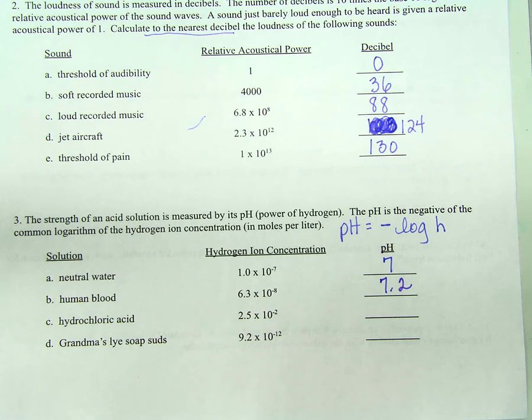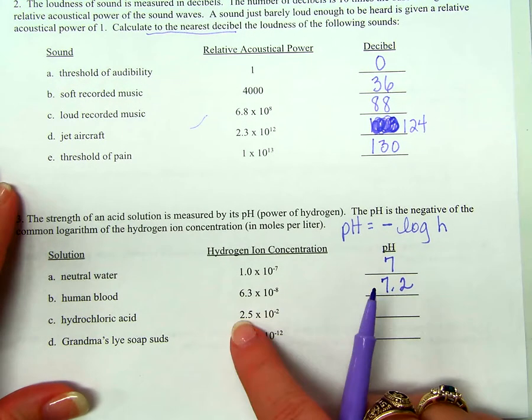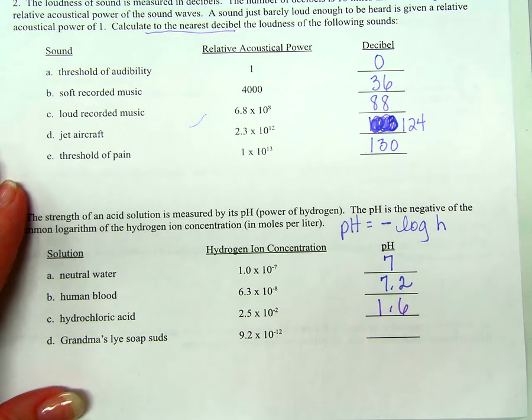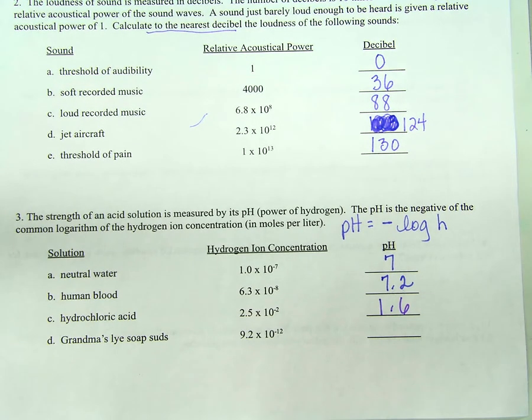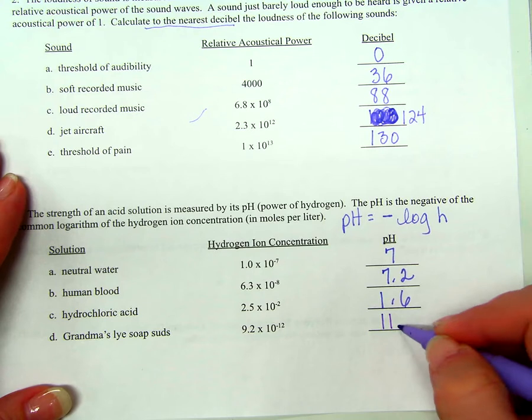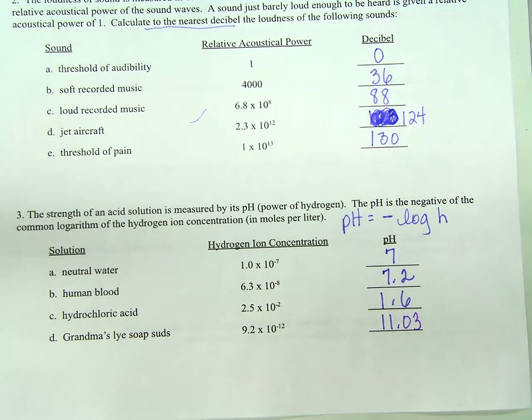What about hydrochloric acid? Is that an acid? Well, it should be since it's called acid, right? So do we want that number to be really low or really high? Really low, right? Okay. So negative log of 2.5 times 10 to the negative 2. 1.6. What about Grandma's lye soap suds? Do we want her to wash our clothes in acid? No. No, we don't. So what do we get? 11.03 or something like that? Yeah, okay.